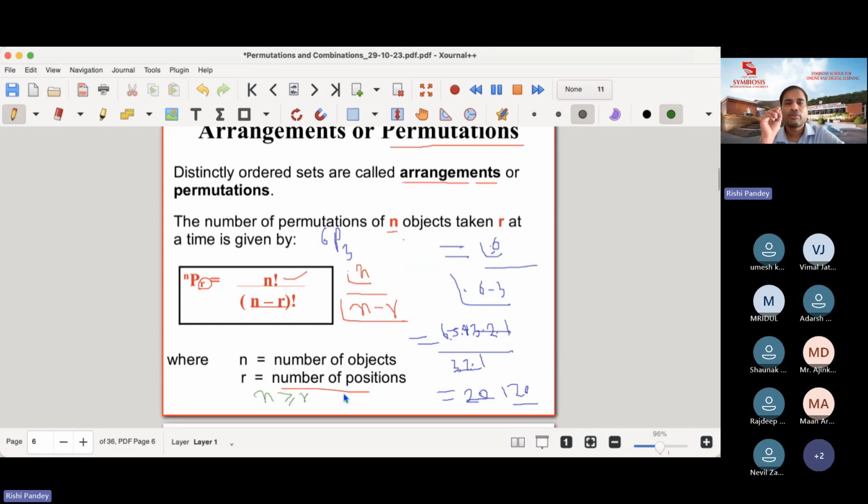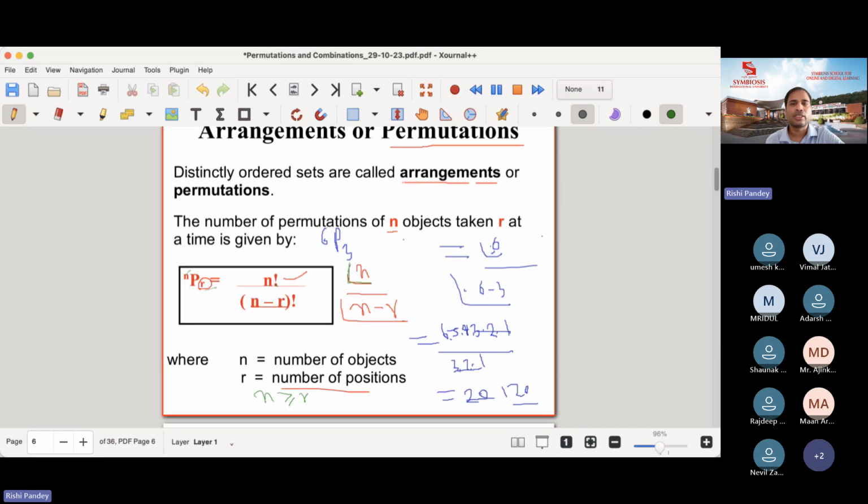For example, if 10 objects are there, out of 10 objects you cannot choose 11 objects. If you want to choose 11 out of 10, it is not possible. Out of 10, you can only take a maximum of 10. So n can be greater than or equal to r, not less than. We can write the factorial notation this way as well. This is the popular notation and this is another notation. Both are right. So nPr means out of n, choose r at a time.